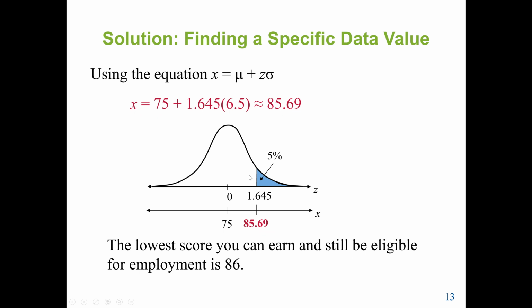So here we say the lowest score you can earn and still be eligible for employment is roughly 86, because the Z-score 1.645 corresponds to 85.69 to the right. So anything to the left of 1.645 is not eligible.